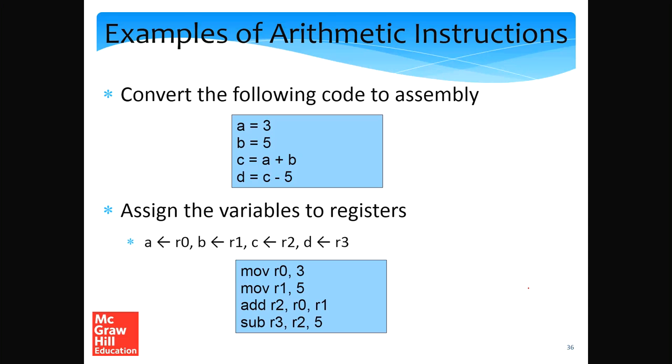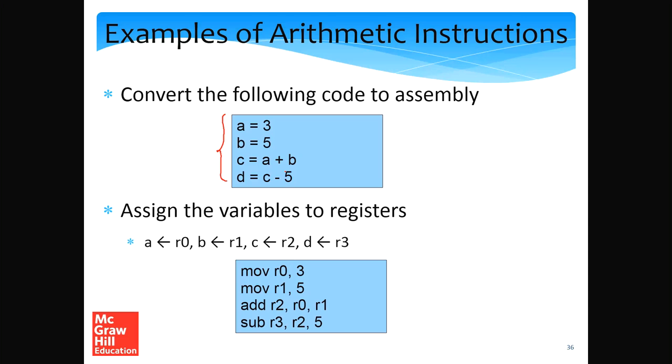Now let's take a look at a very simple program and let's try to convert it into assembly language. Let's outline a generic method. Assume that we have this code snippet here in a high level language. The question is, how do we convert it to an assembly language? The first thing that we always do is assign the variables to registers. Let us assume that variable A is assigned to R0, B to R1, C to R2, and D to R3. So this is the assignment of variables to registers.